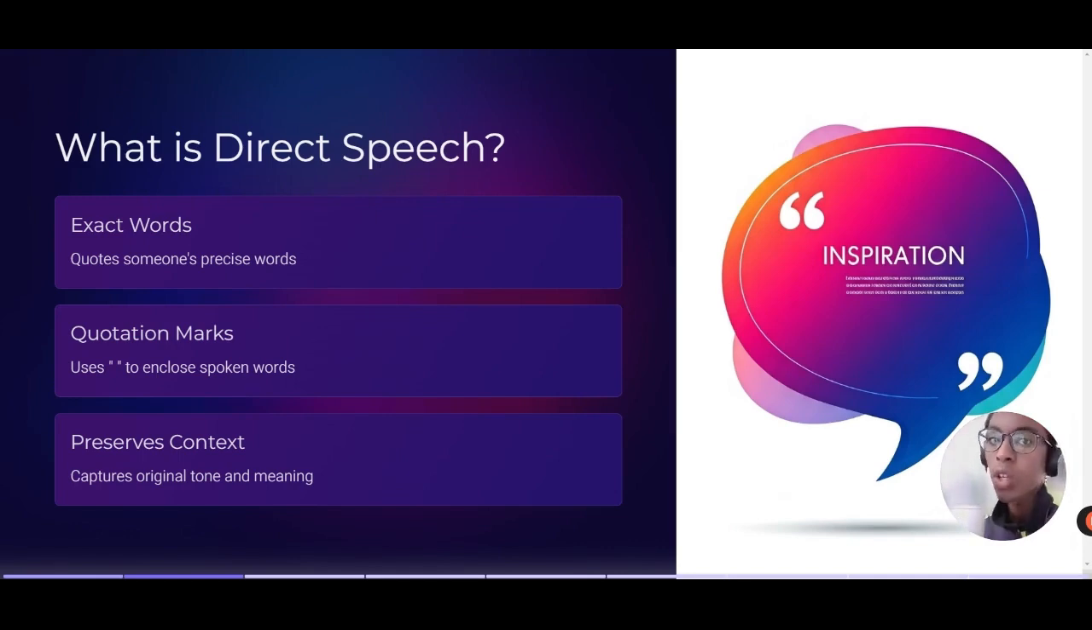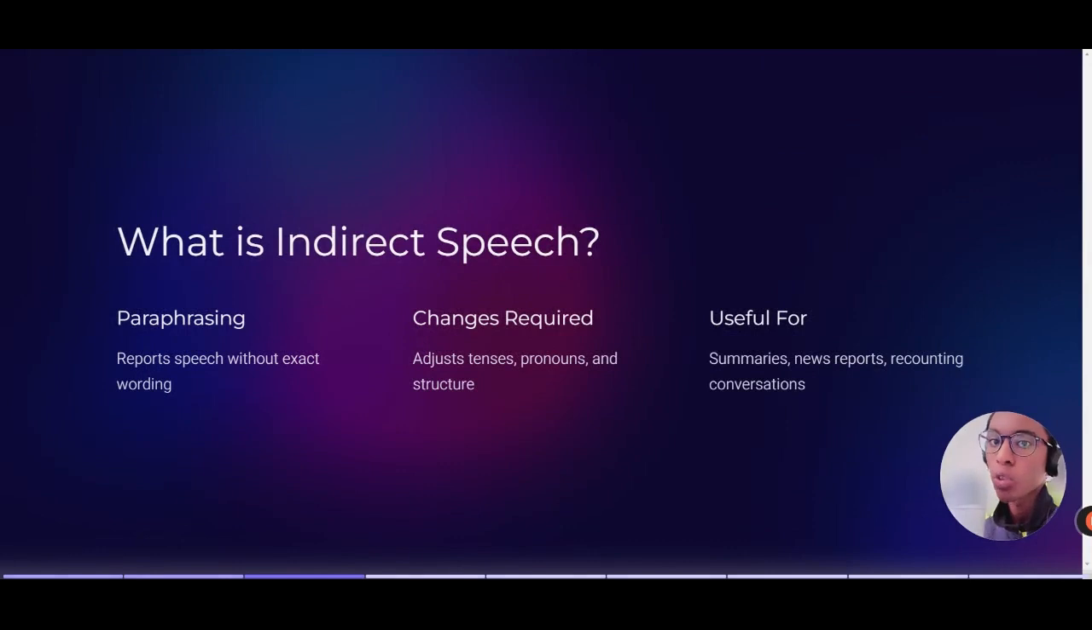Now, let's dive into indirect speech, also known as reported speech. Indirect speech is all about paraphrasing what someone said rather than quoting the exact words. This means you'll often need to make changes to things like tenses, pronouns, and sometimes even the sentence structure to fit the context of your new sentence. It's a handy way to summarize or report what was said without sticking to the exact wording. For example, if someone says, "I'm planning to visit my aunt next week," you might report it indirectly as: She mentioned that she's planning to visit her aunt the following week.